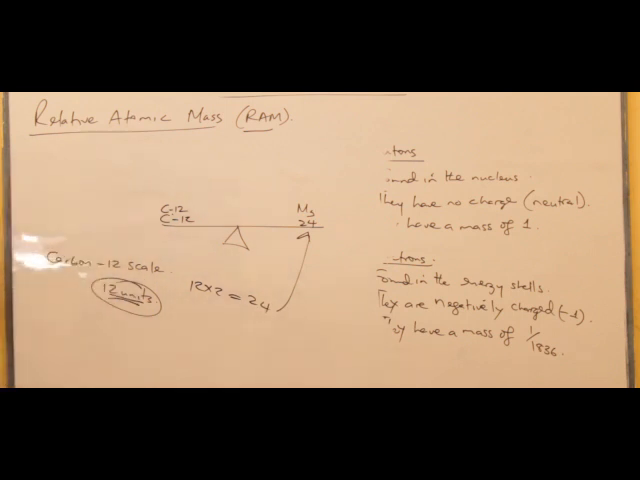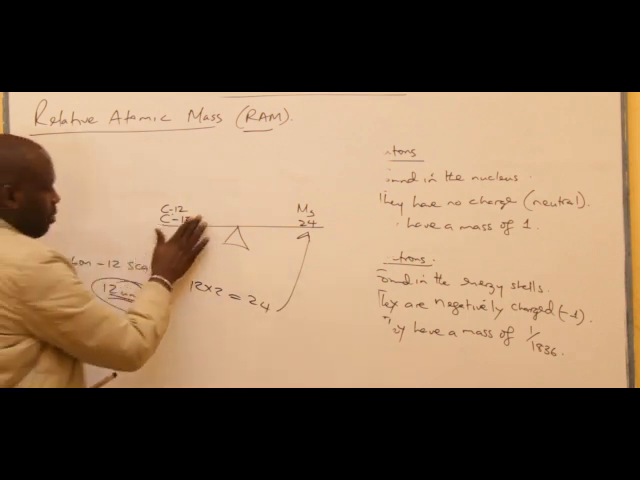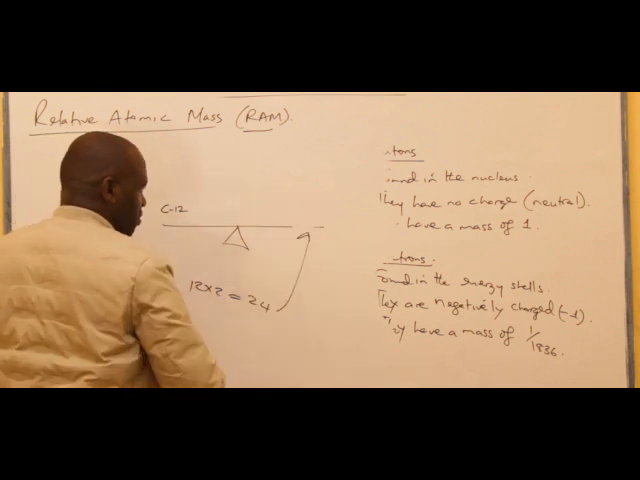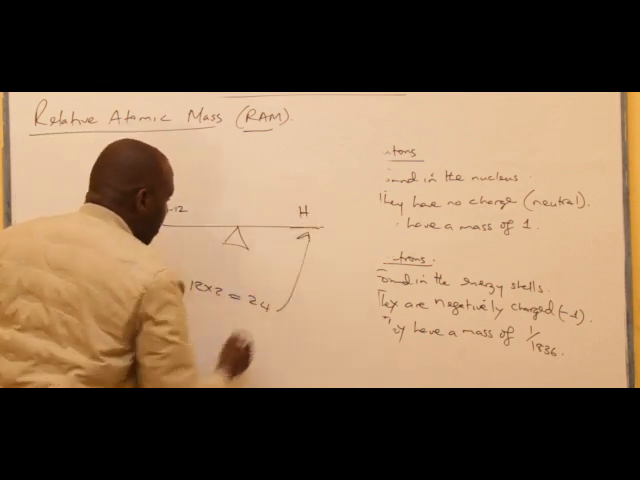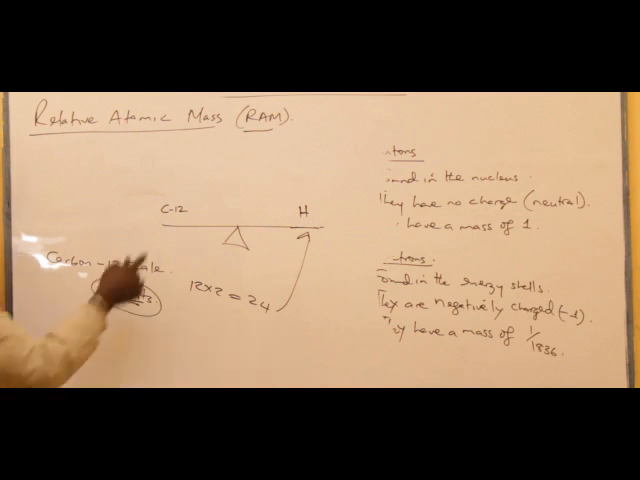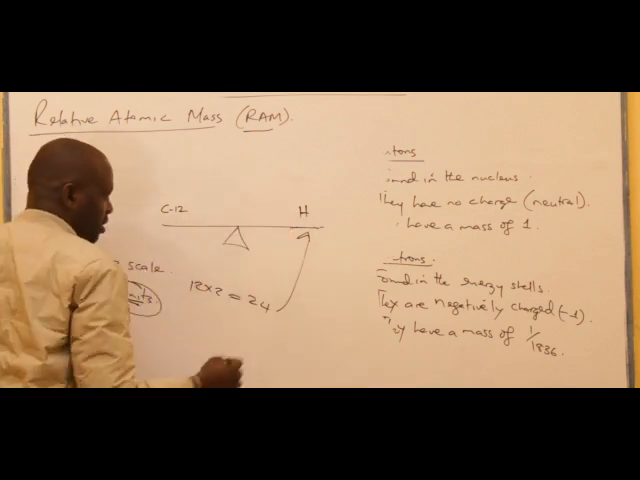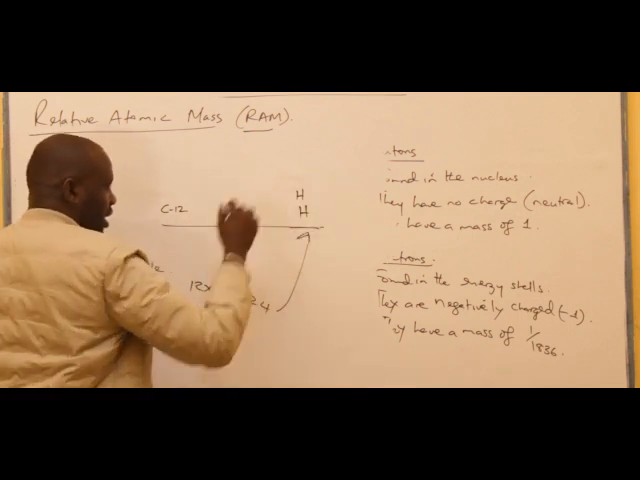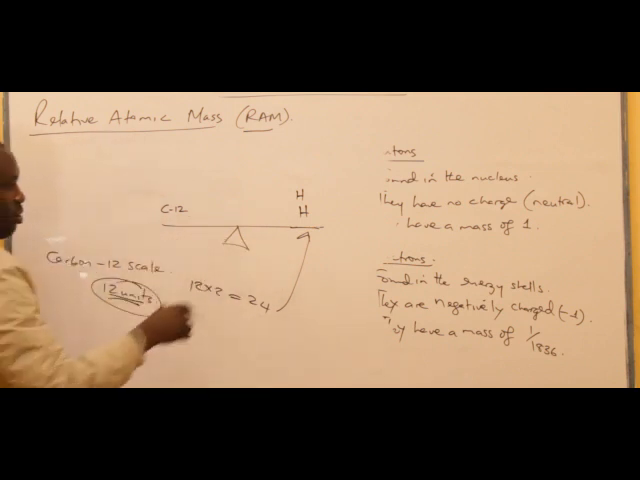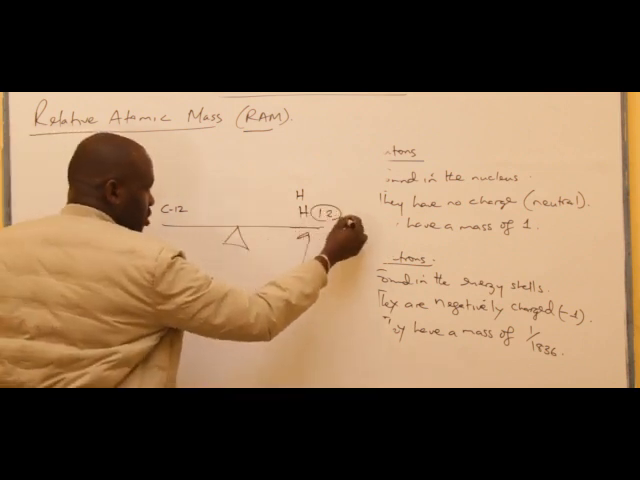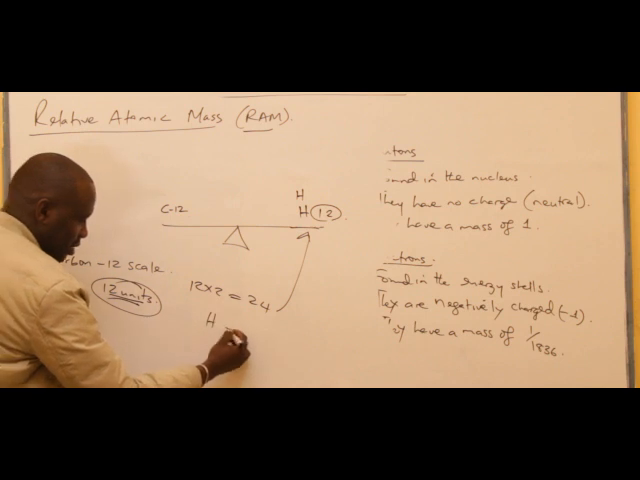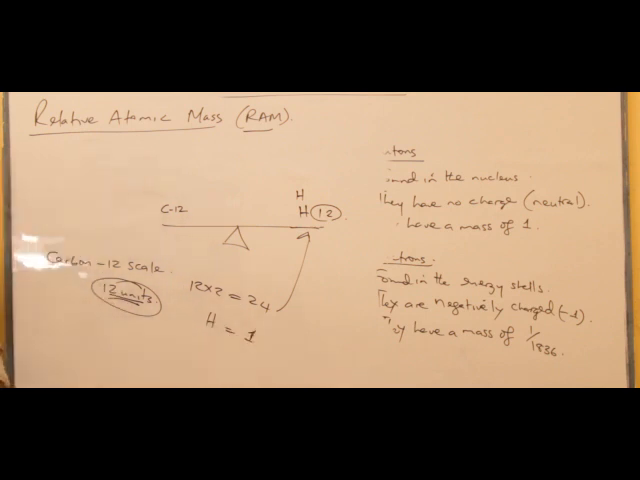The mass of magnesium. If we put carbon with something like hydrogen, we find that they don't balance. Why? Because carbon is heavier than hydrogen. You can add another hydrogen until they balance. You'll find that you are adding how many hydrogens? 12 of them, meaning that each hydrogen has got a mass of 1 for it to balance with carbon-12.